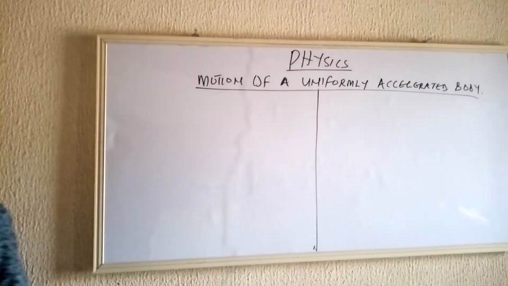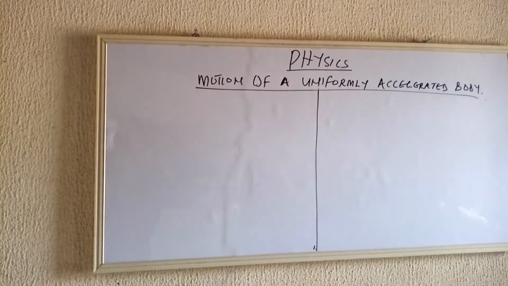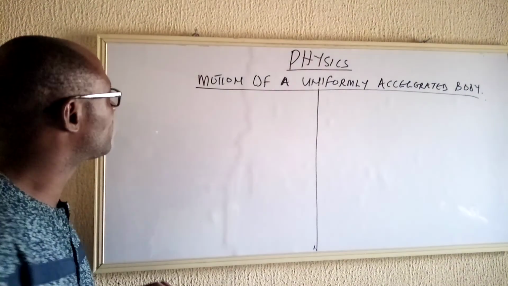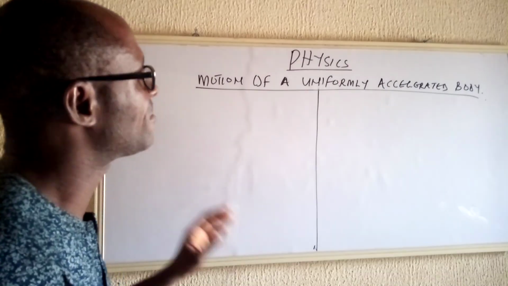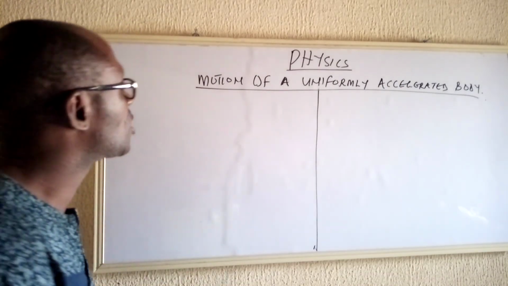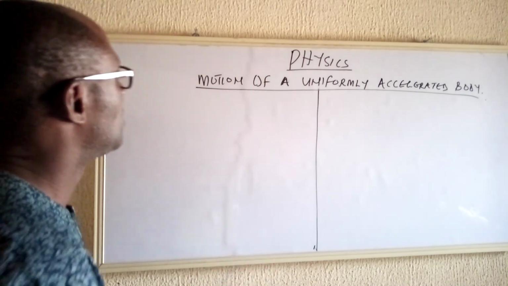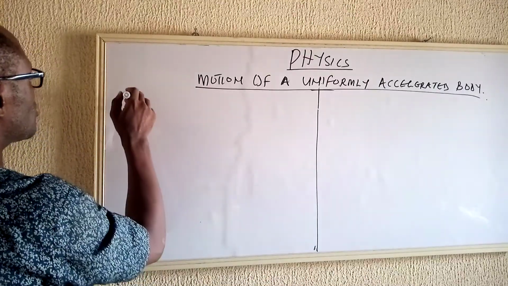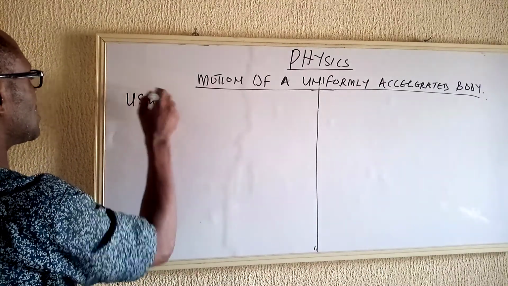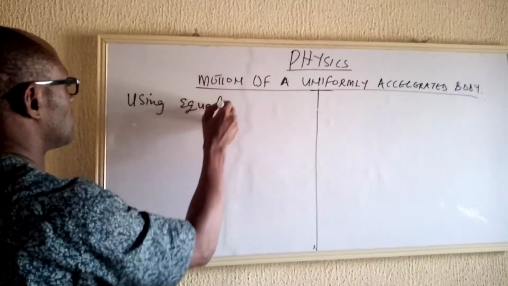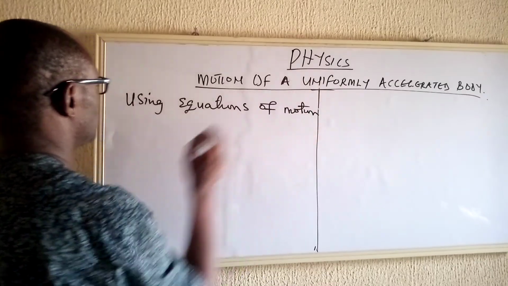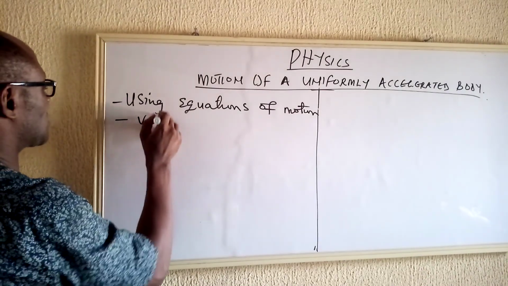The topic we are having today on physics is motion, under which we'll be treating motion of a uniformly accelerated body. We shall have a look at using equations of motion, and as well velocity time graph.